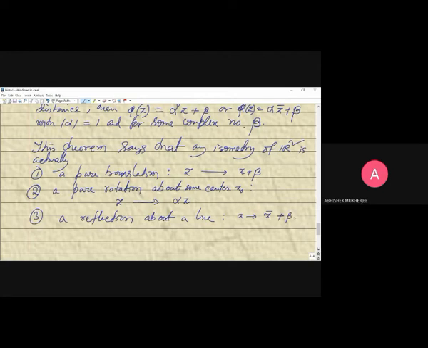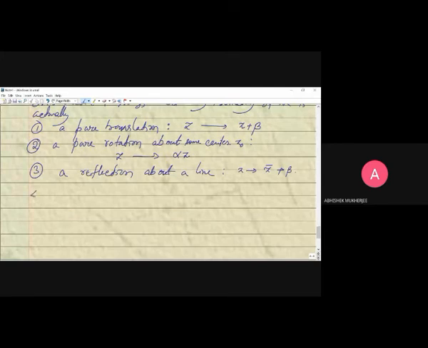And the last one is called a glide reflection. What is that? That is a reflection followed by a translation.